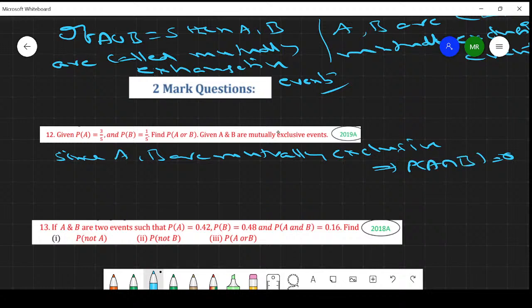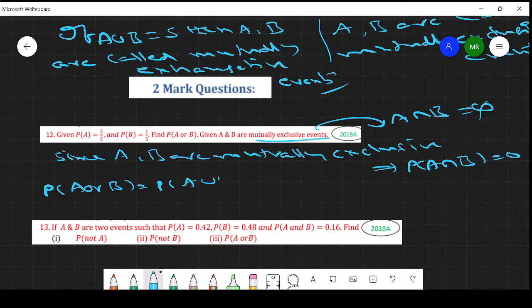Sir, why sir? Whenever events are mutually exclusive, we know that A intersection B is equal to the empty set. Probability of empty set is 0. So this probability will be 0, correct? Now they are asking P of A or B. Whenever they use P of A or B, the meaning is P of A union B. When they are asking P of A union B, I can write P of A plus P of B minus P of A intersection B.